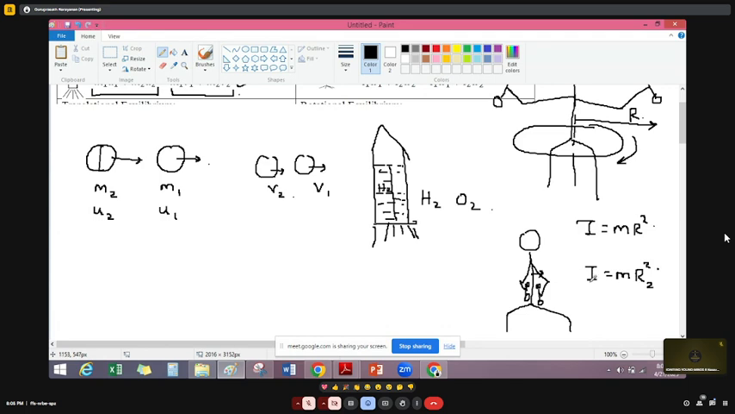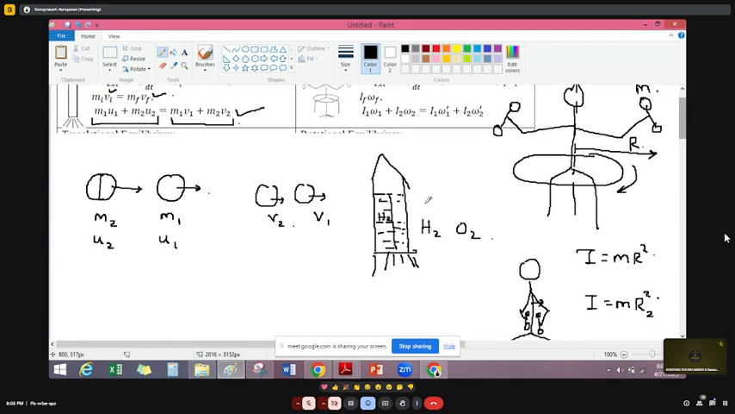So moment of inertia decreases. What did we say in the rocket case? As the mass decreases, the velocity will increase, right? If this decreases, this will increase to keep this as a constant.